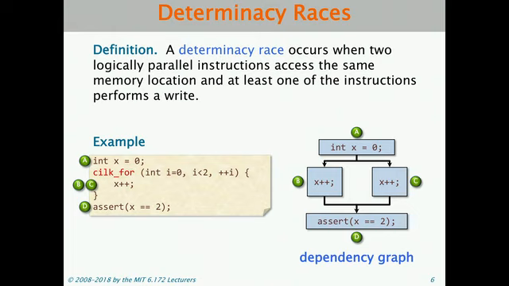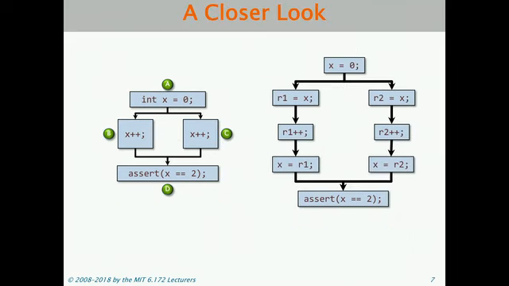To understand why there's a race bug here, we need to take a closer look at this dependency graph. When you run this code, x++ is actually going to be translated into 3 steps. First, we load the value of x into some processor's register R1. Then we increment R1. And then we set x equal to the result of R1. And the same thing for R2: we load x into register R2, increment R2, and then set x equal to R2.